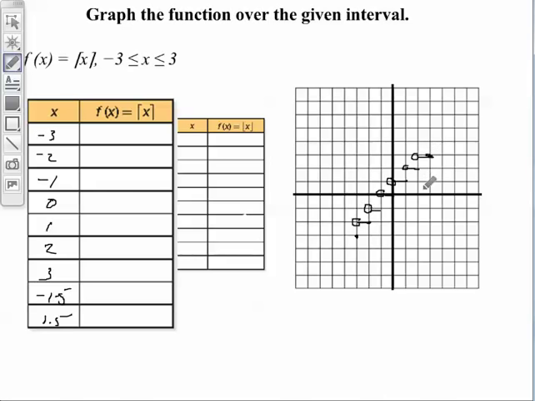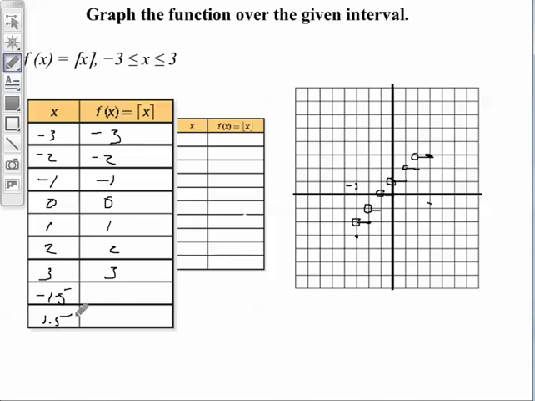Why am I stopping there? Because that's at 3. And this one's at -3. And we have graphed it all the way across. So at 3, my value would be 3. At 2, my value is going to be 2. At 1, my value is going to be 1. At 0, my value is going to be 0. At -1, my value is going to be -1. At -2, my value is going to be -2. At -3, my value is going to be -3.